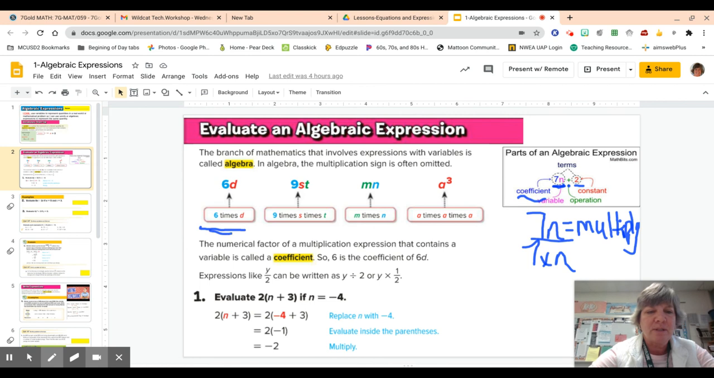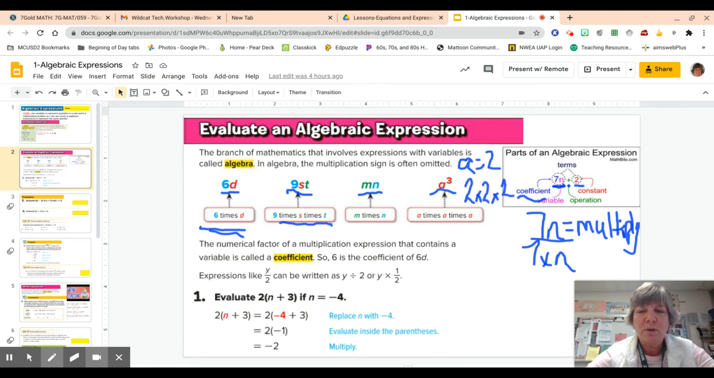A couple different examples. 6 times d. Notice they are right next to each other. It means to multiply. 9 times s times t. Once again, they are all three right next to each other as well. M times n, the value of m times the value of n. And a to the third power might be something like a times a times a. Let's say that a equals 2. That simply means 2 times 2 times 2, or 8. All right, so 6 is the coefficient here. It works with the variable d, and they get multiplied by each other.